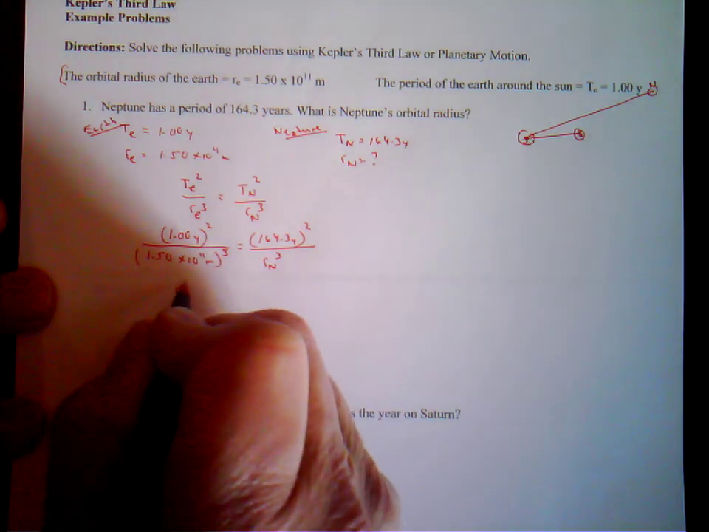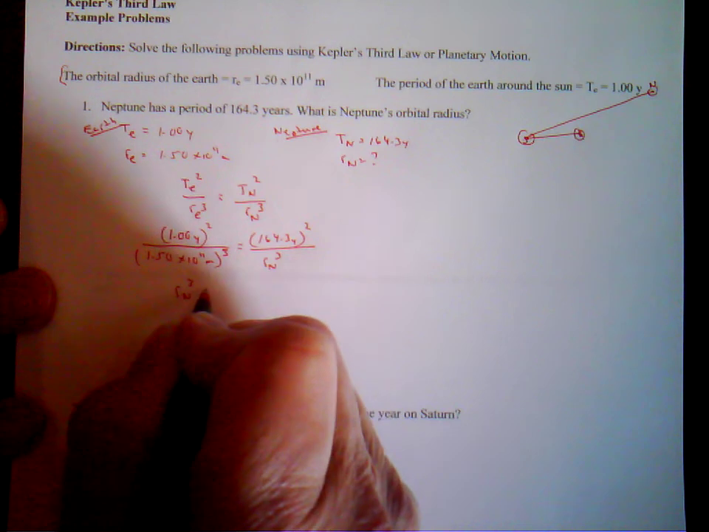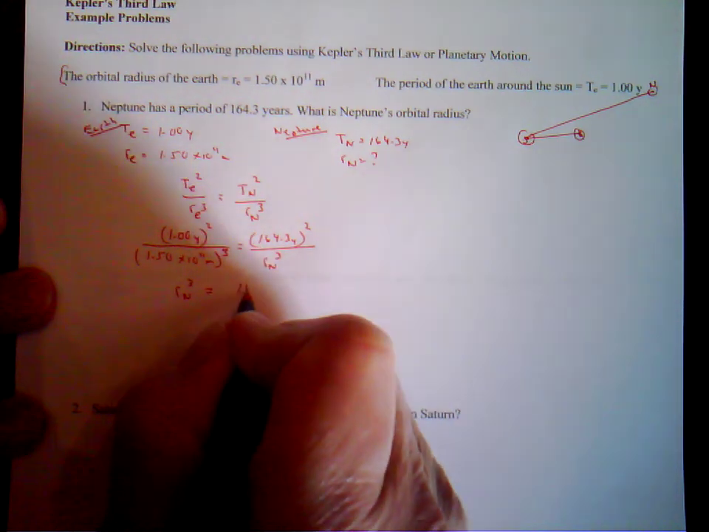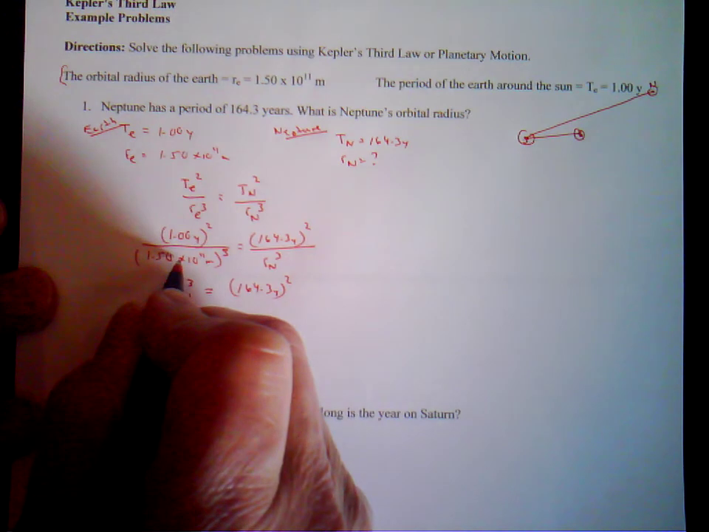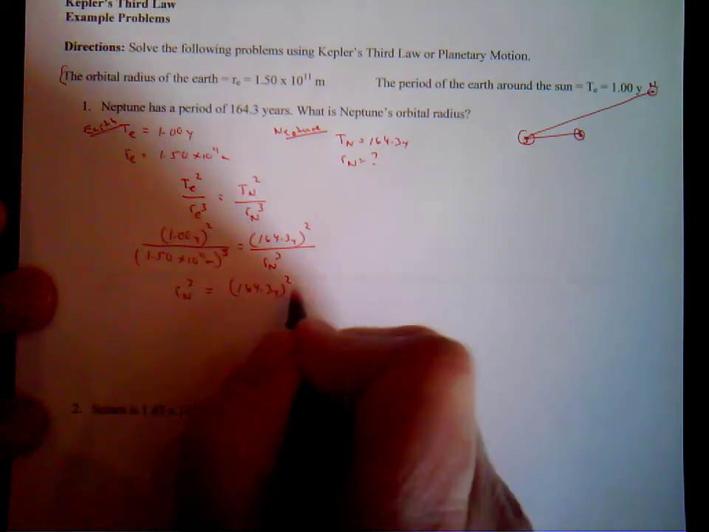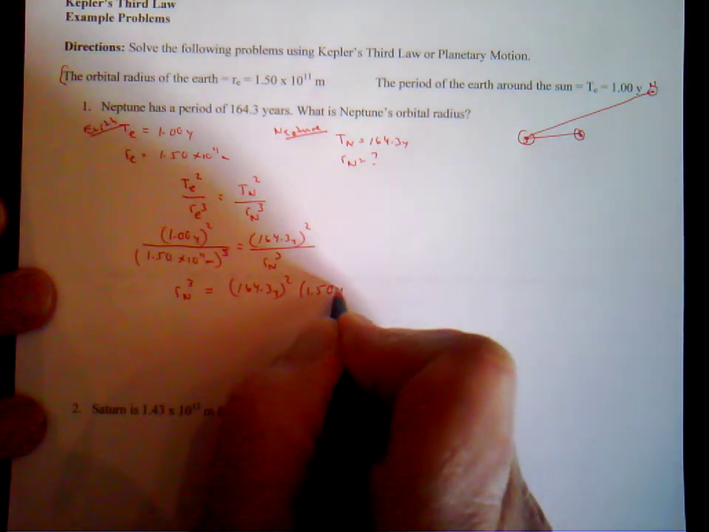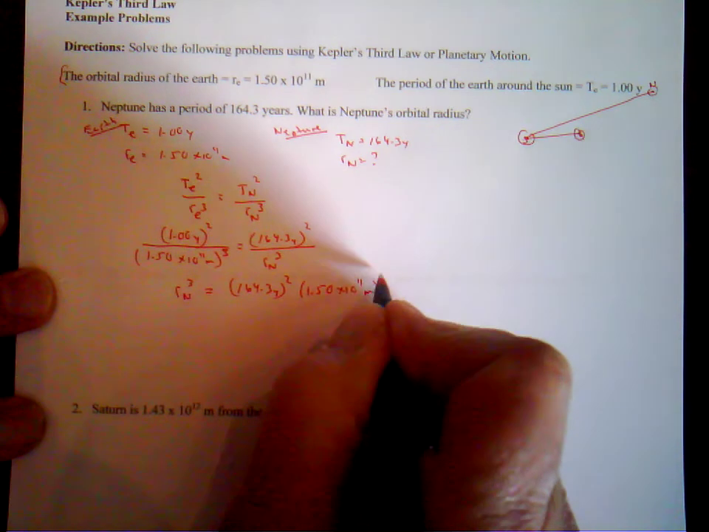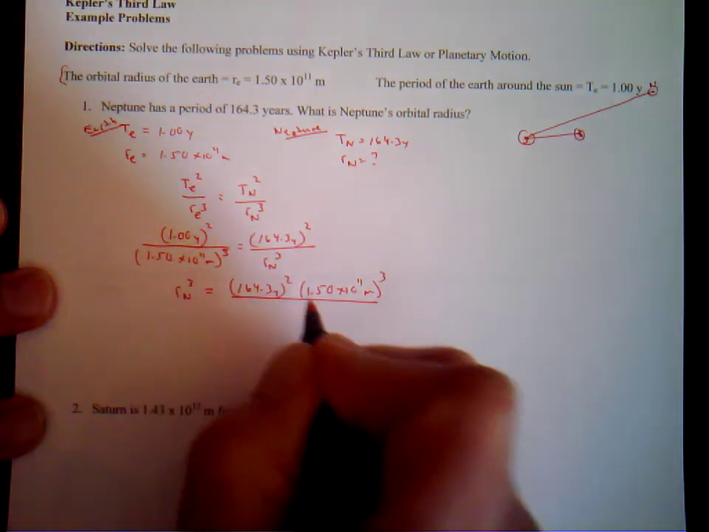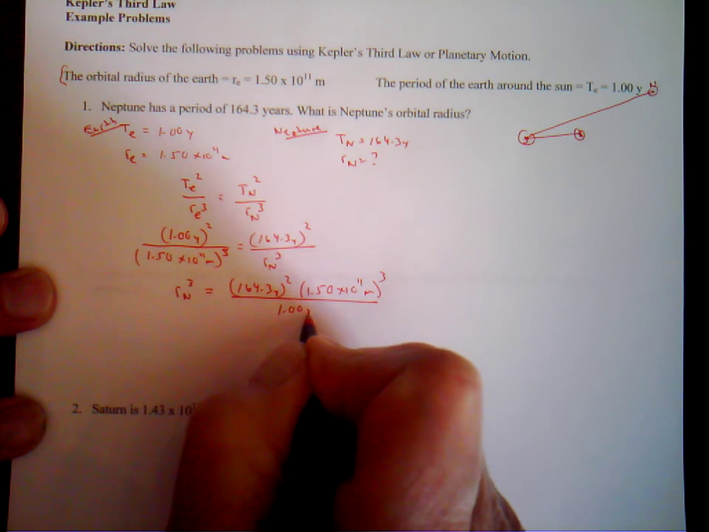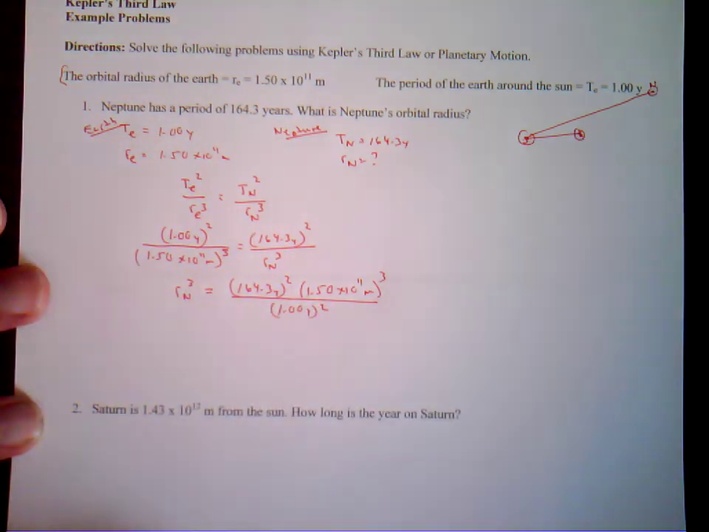It's going to be Rn cubed is going to be equal to 164.3 years all squared. Move this to the other side of the equation. Multiply both sides by this. It's going to be 1.50 times 10 to the 11th meters cubed. We'll get rid of this 1 year, divide everything by 1.00 years, and square that. So now we need to solve this equation.